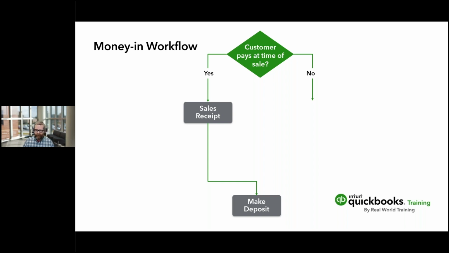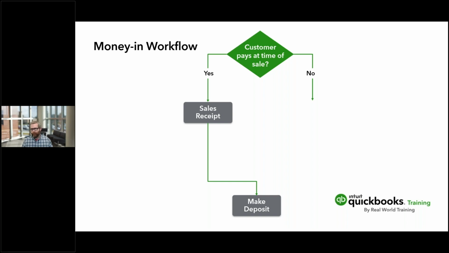Now, if the money is going directly into a bank account, you can tell QuickBooks on that sales receipt that the money is going into a bank account. And if that's the case, you're done. You don't have to do anything else. Just record a sales receipt.